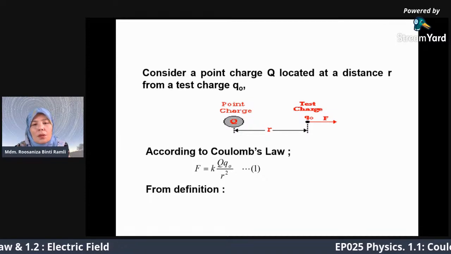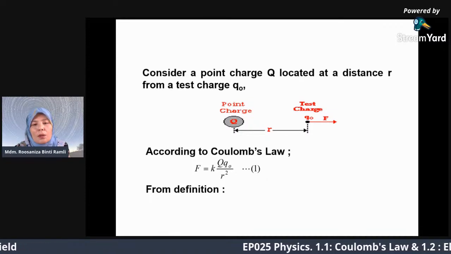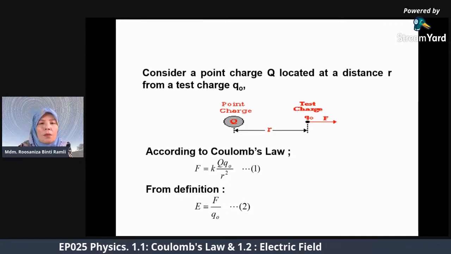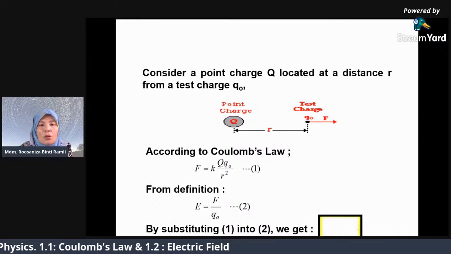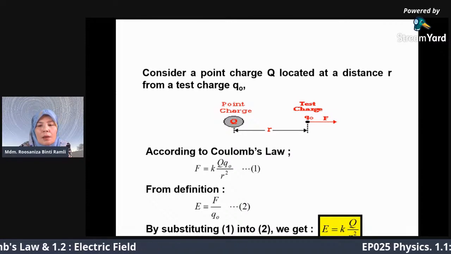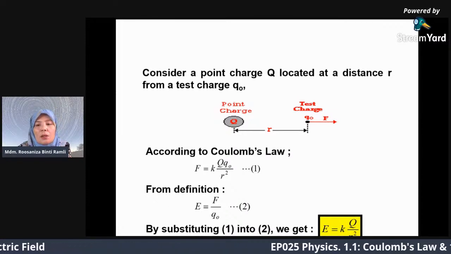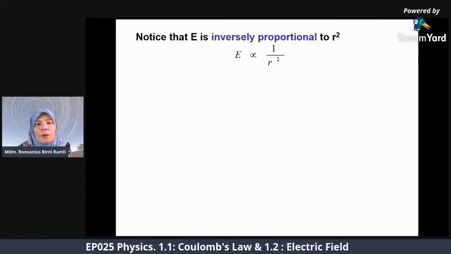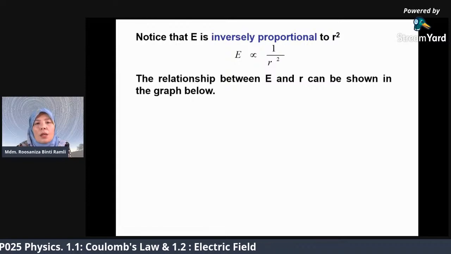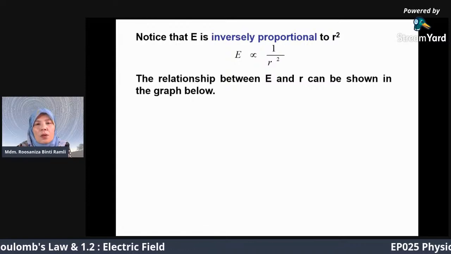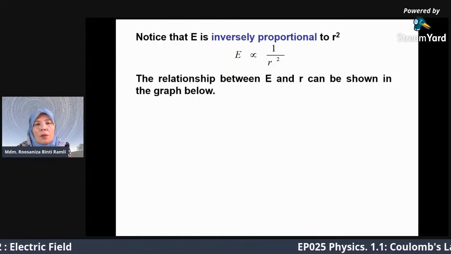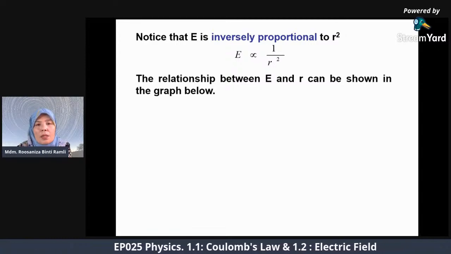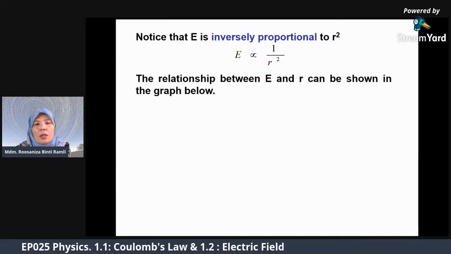According to Coulomb's law, F is equal to Q Q naught over R squared. From the definition, E is equal to F over Q naught. By substituting, we have E equal to kQ over R squared. So E is inversely proportional to R squared, which means the value of E will increase when R is decreasing. The relationship between E and R can be shown in the graph below.